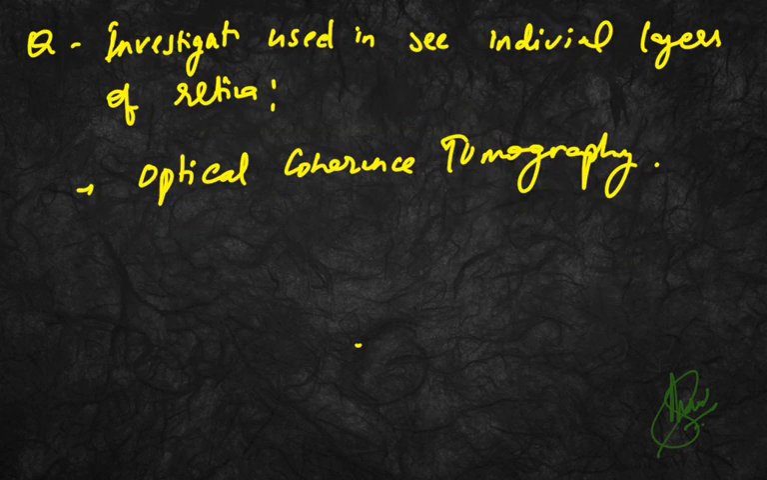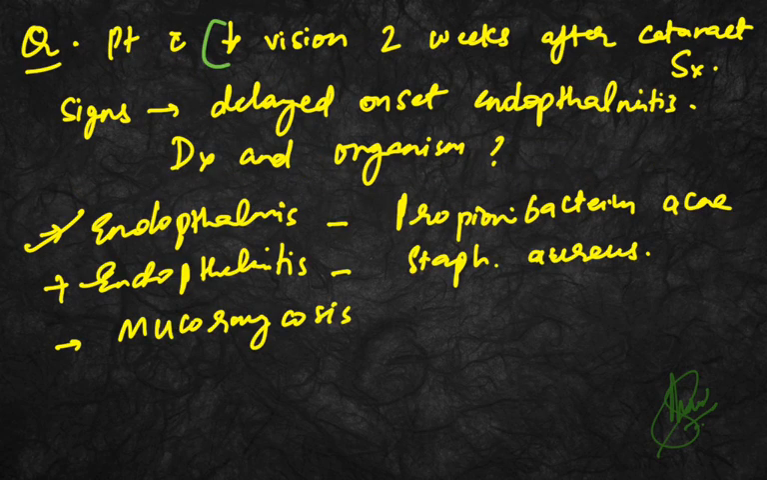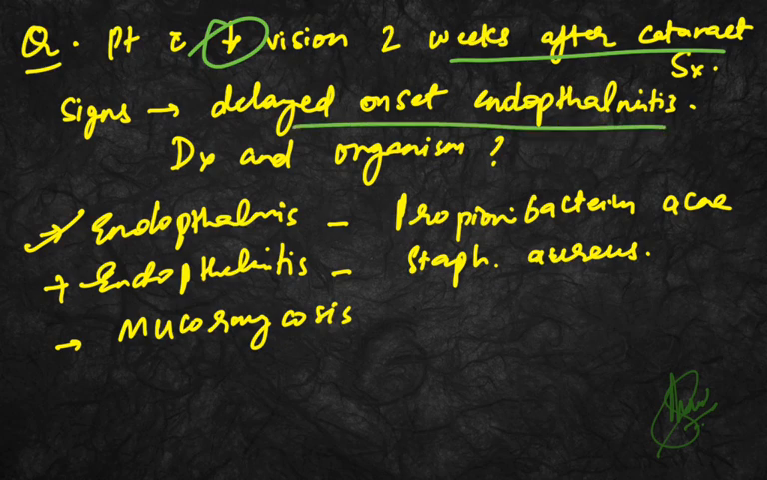Now, which investigation is used to see individual layers of the retina? Optical coherence tomography. A patient with decreased vision 2 weeks after cataract surgery. The signs are of delayed onset endophthalmitis. Diagnosis and organism: endophthalmitis is already told, and Propionibacterium acnes will be the answer, not Staph aureus.